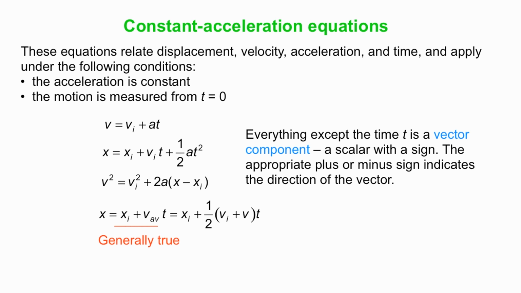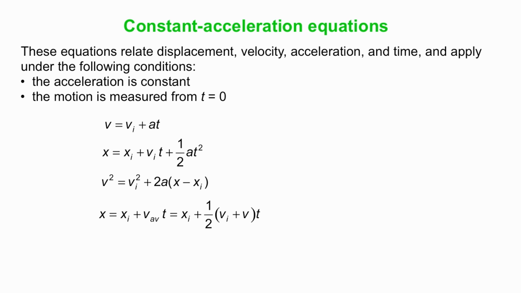A word about that last equation. That first part of it, xi plus v of t, average velocity times time, is true all the time. It's generally true. And it's just this second part which is only true in the constant acceleration case. Okay, so where do these equations come from?